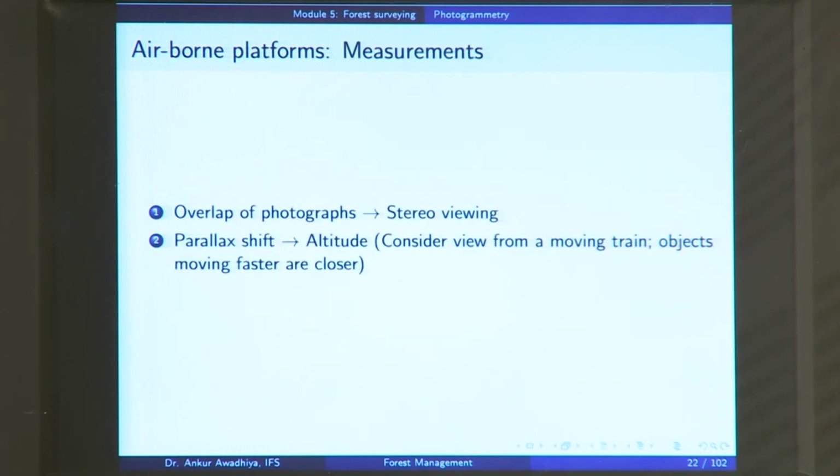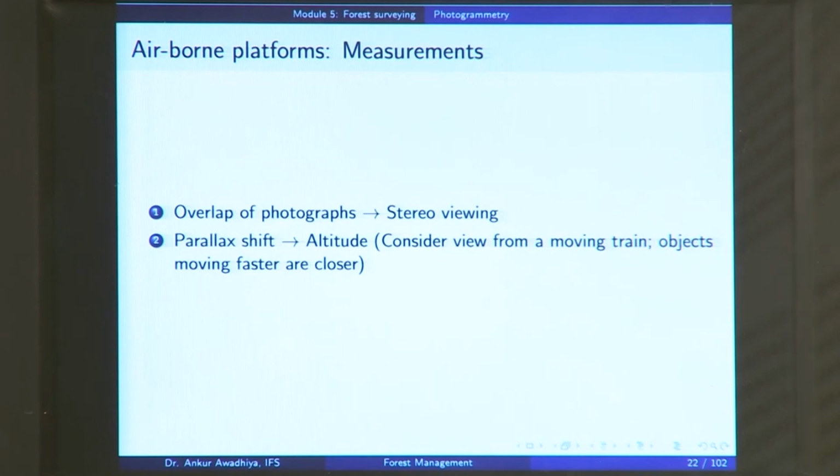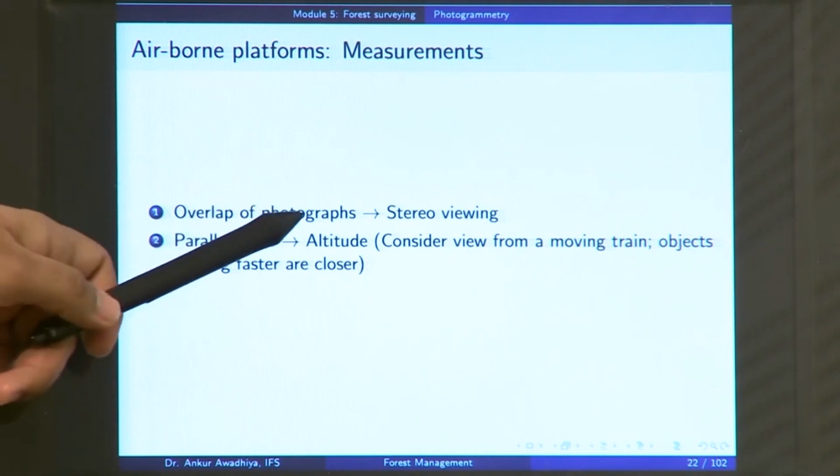Now, to take measurements, you require two things. One is that you require overlap, so that you are able to have a stereo viewing, in which case you are able to see a 3-dimensional view of the object, and you also make use of parallax shift to discern the altitude.